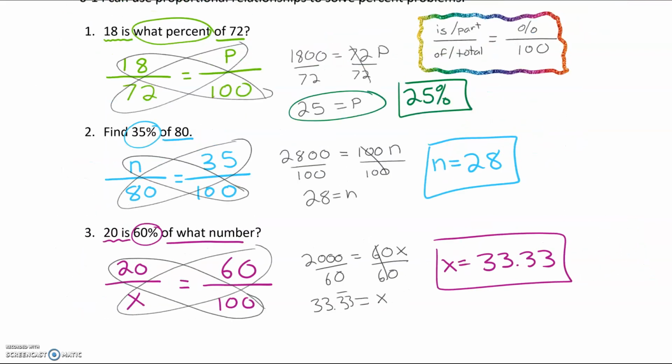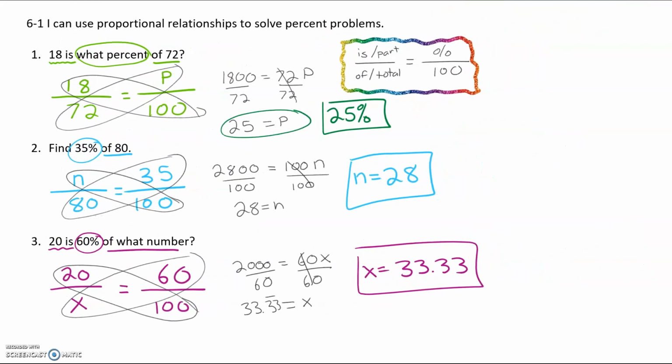All right, so that's our first section. As you're studying for your test, this is a review of 6-1, using proportional relationships to solve percent problems.